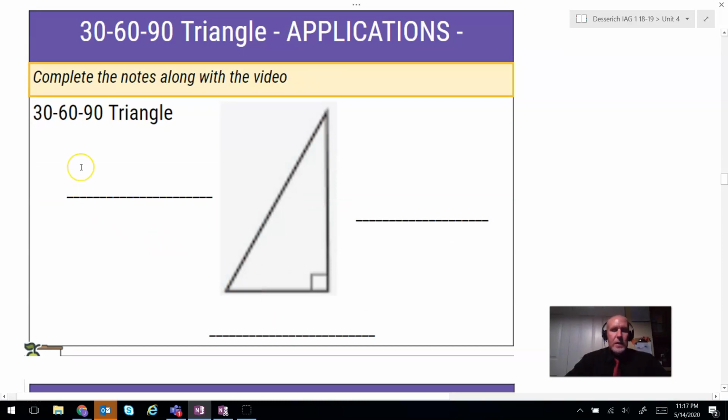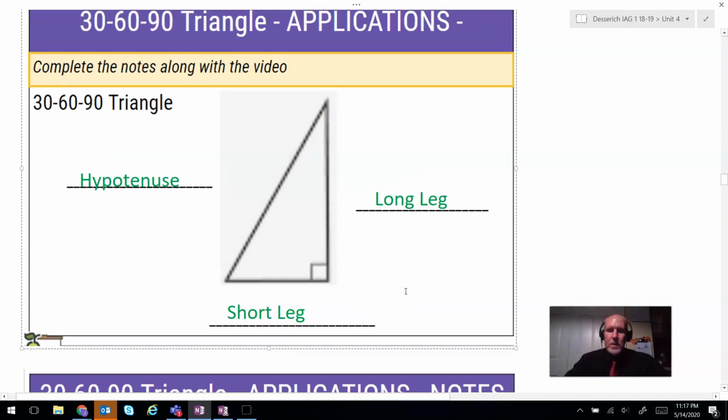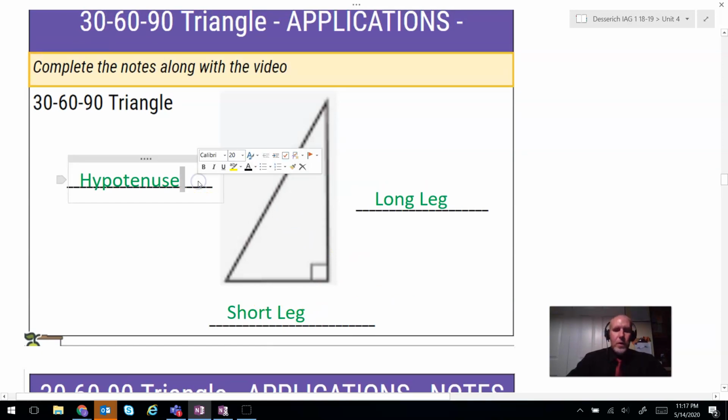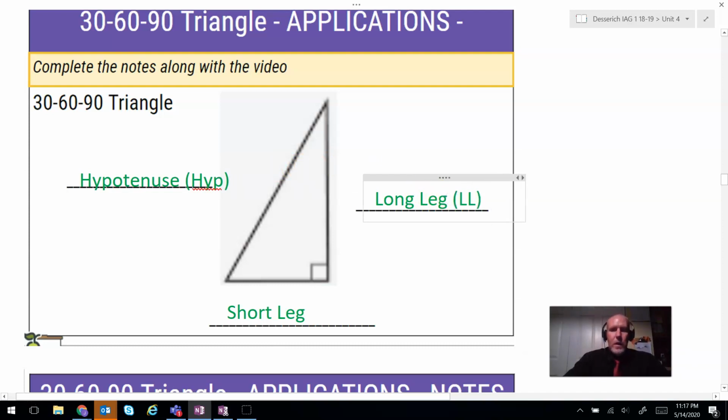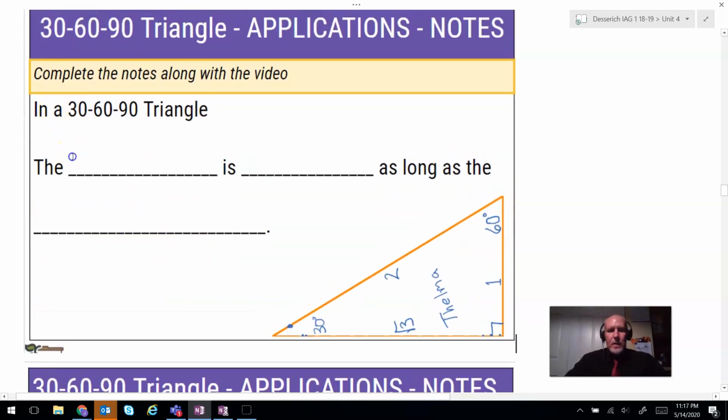Remembering just to label these sides here. Obviously, this side is the hypotenuse, so label that along with me here, please. This side is the long leg. The legs are the ones that touch the right angle, and so we call this one the short leg. Okay, so have those labeled so that you can continue to remember those names. You might want to abbreviate the hypotenuse as HYP, the long leg as LL, and the short leg as SL.